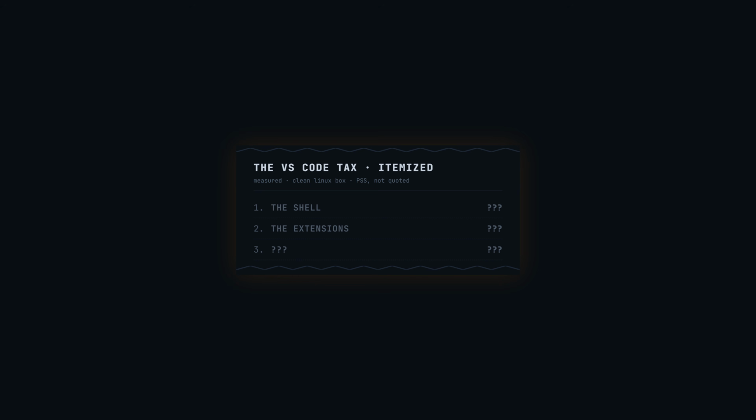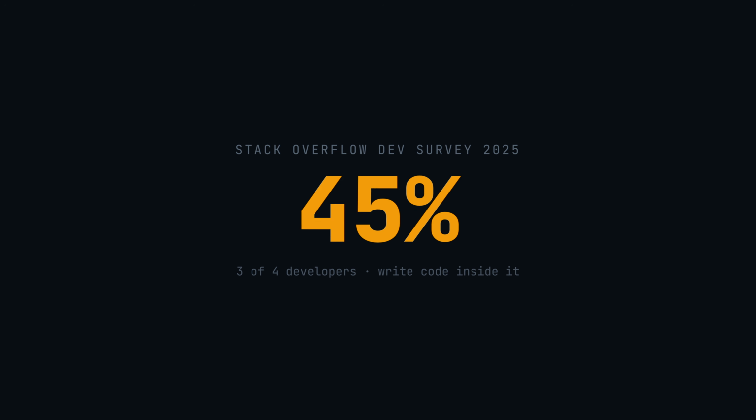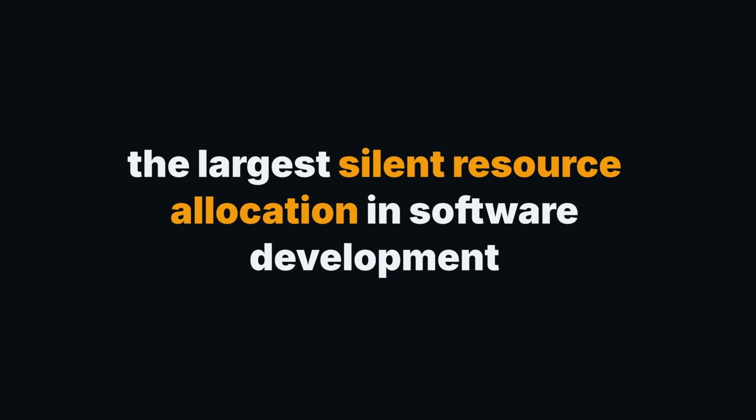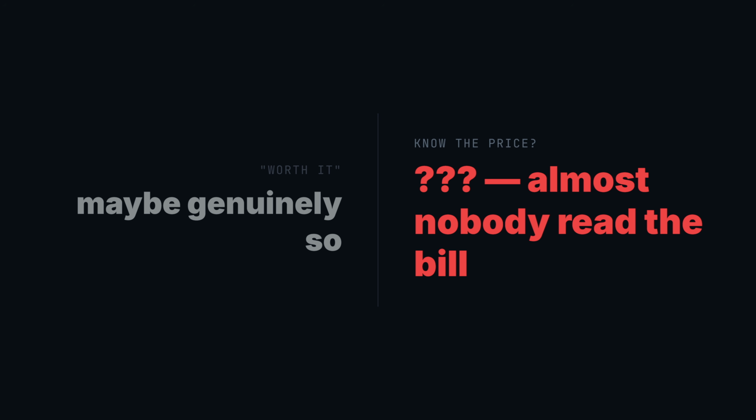Let's open the invoice. First, scale. Stack Overflow's latest developer survey puts VS Code at 75.9% usage. 3 out of 4 developers on the planet write code inside it. So this is not a niche complaint. It's arguably the largest silent resource allocation in software development. And to be clear, this is not a hit piece. VS Code might genuinely be worth the price. But worth it implies you know what the price is, and almost nobody has actually read the bill.